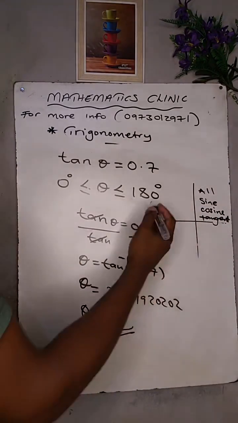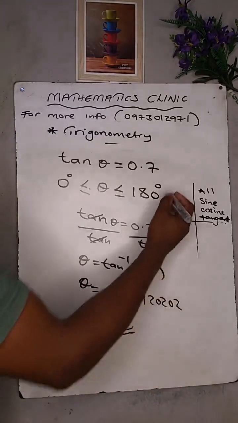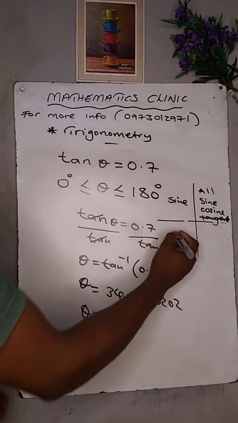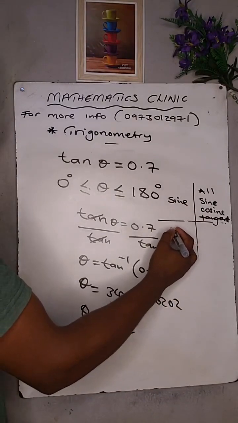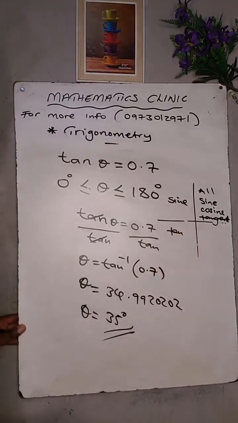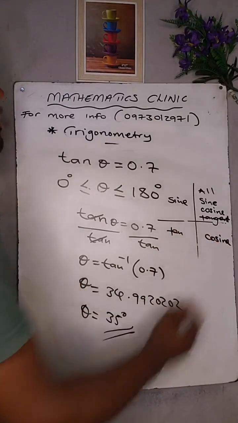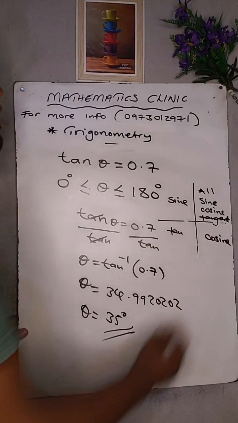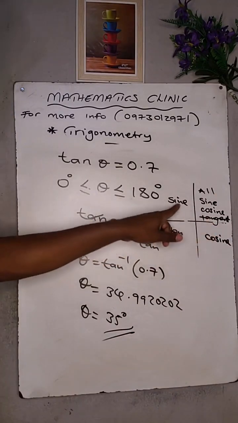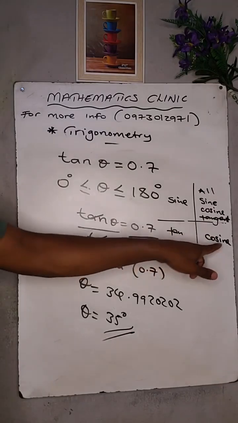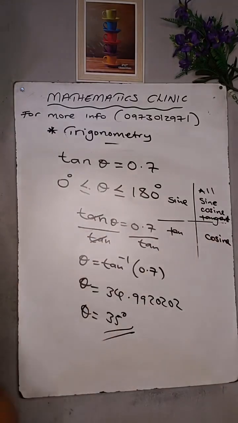All right, then in the second quadrant, sine is the one which is positive. Then in the third, tan is the one that is positive. And in the fourth, cos is positive. So in the first all are positive, in the second sine is positive, in the third tan is positive, and in our fourth cos is positive.